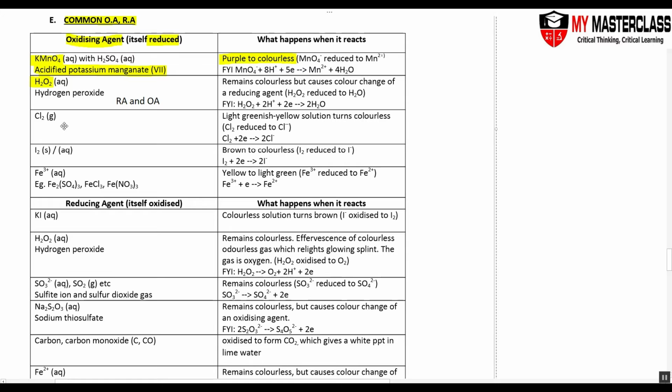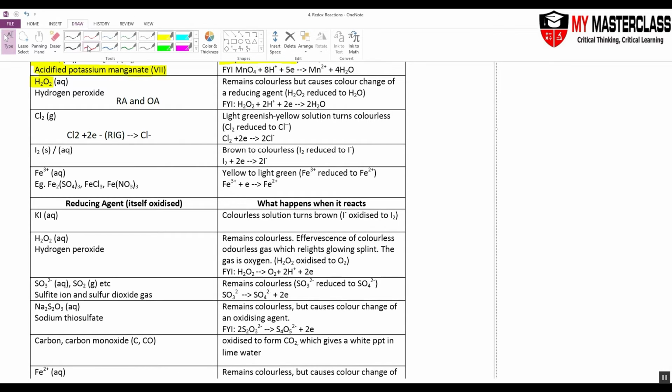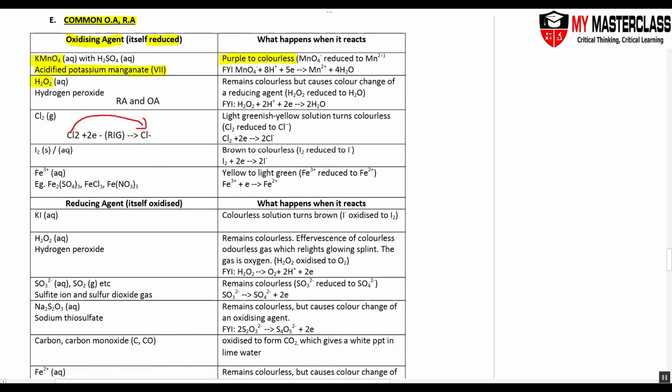Chlorine commonly undergoes this reaction to form Cl minus. So it will add electrons here. Gaining electrons is reduction, so chlorine undergoes reduction. It is the oxidizing agent. And what will happen when it is being reduced from chlorine to chloride? The yellow-green gas will turn colorless. So chlorine itself is a yellow-green gas and it will turn colorless.